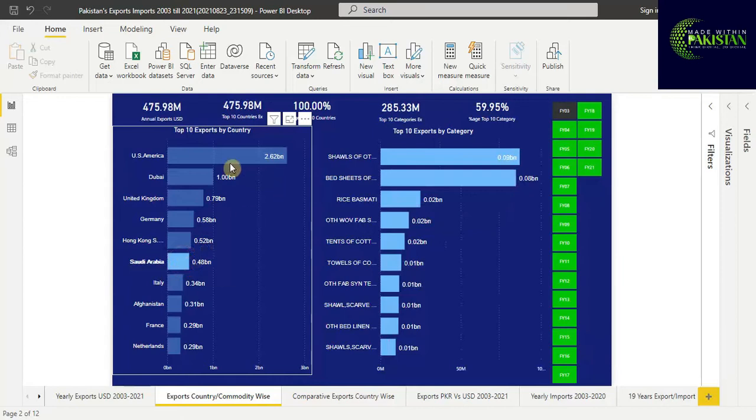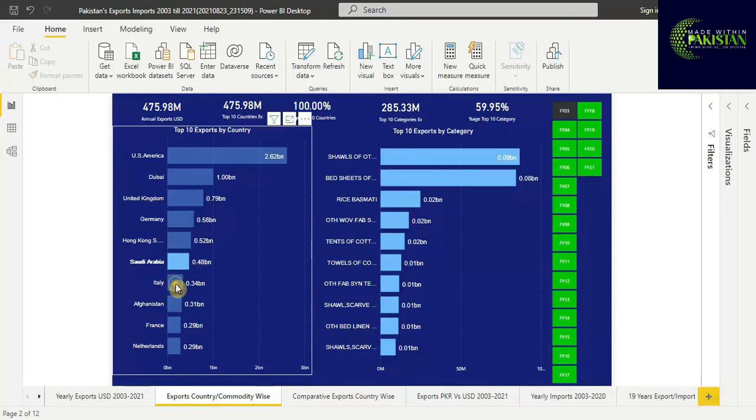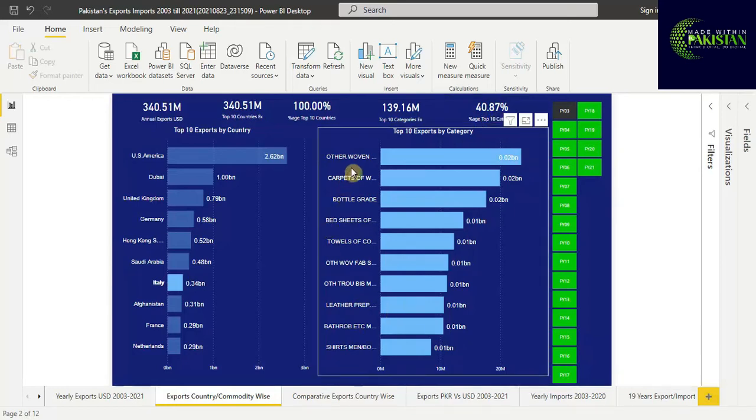Saudi Arabia, total exports 475.98 million. Top 10 commodities contributed 285.33 million. Percentage is 59.95. Only the third item is 0.02, which is non-textile. The others are textile products. Italy, 340.51 million. Top 10 categories contributed 139.16 million. Percentage is 40.87, and the products are textile.